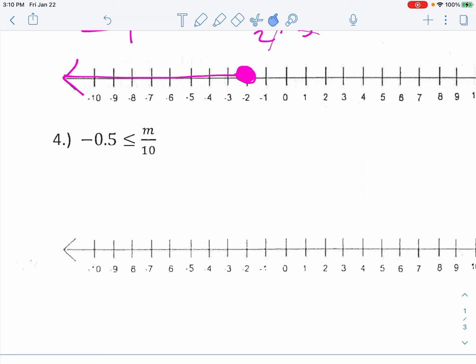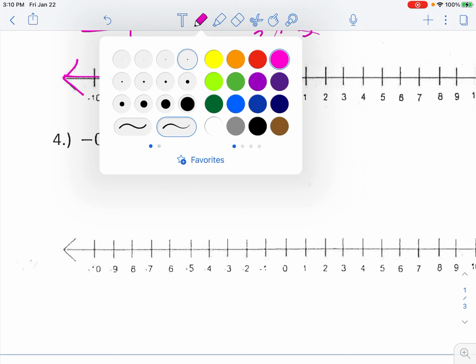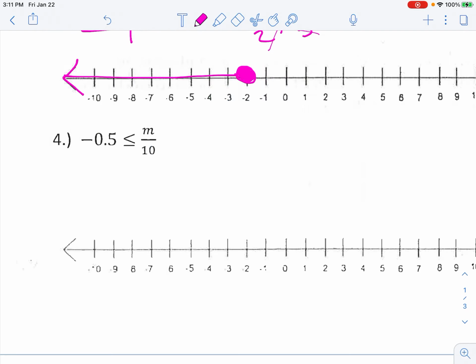Number 4, the first thing I notice is that the M is on the right. So I'm going to go ahead and flip all of that to the left. So I'm going to put my M divided by 10 on the left. I'm going to put my -0 and 5/10 on the right. Less than or equal to is going to flip to greater than or equal to. All right, so what number divided by 10 is greater than or equal to -0 and 5/10? So the opposite of dividing by 10 is multiplying by 10.